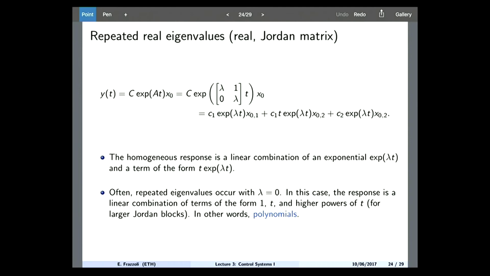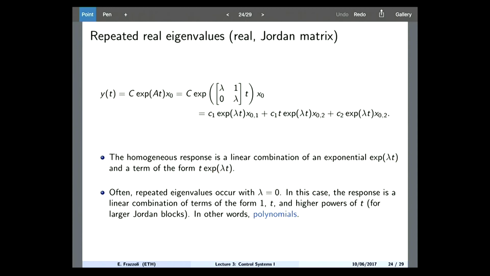You can compute these, just do the calculations and compute what the exponential of this matrix will be. What you will get is terms that are just the exponentials of lambda t, plus you will have some terms that actually contain an exponential multiplied by time, multiplied by t. So in this case, the homogeneous response is a linear combination of exponentials with that particular eigenvalue, plus terms of the form that exponential multiplied by t.